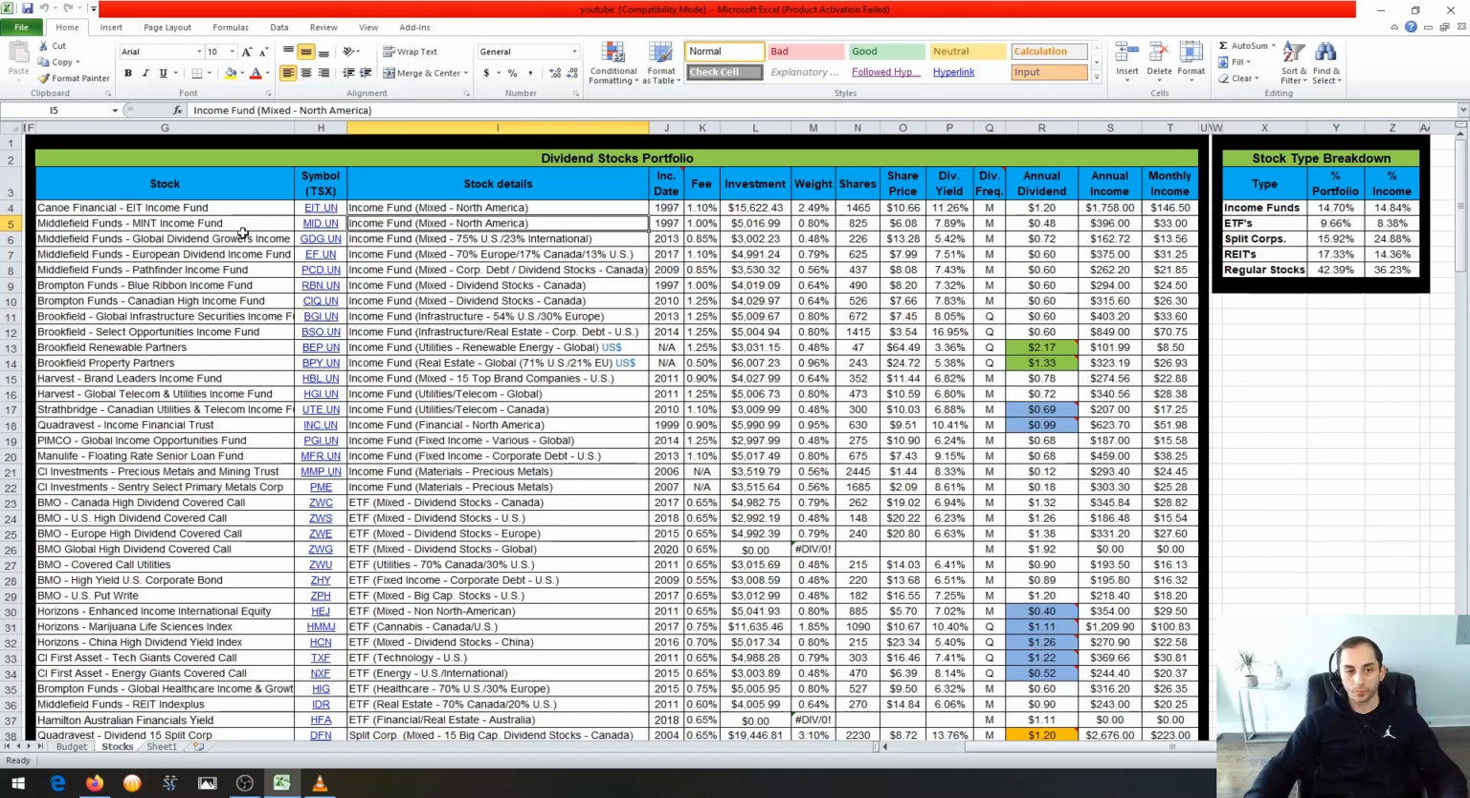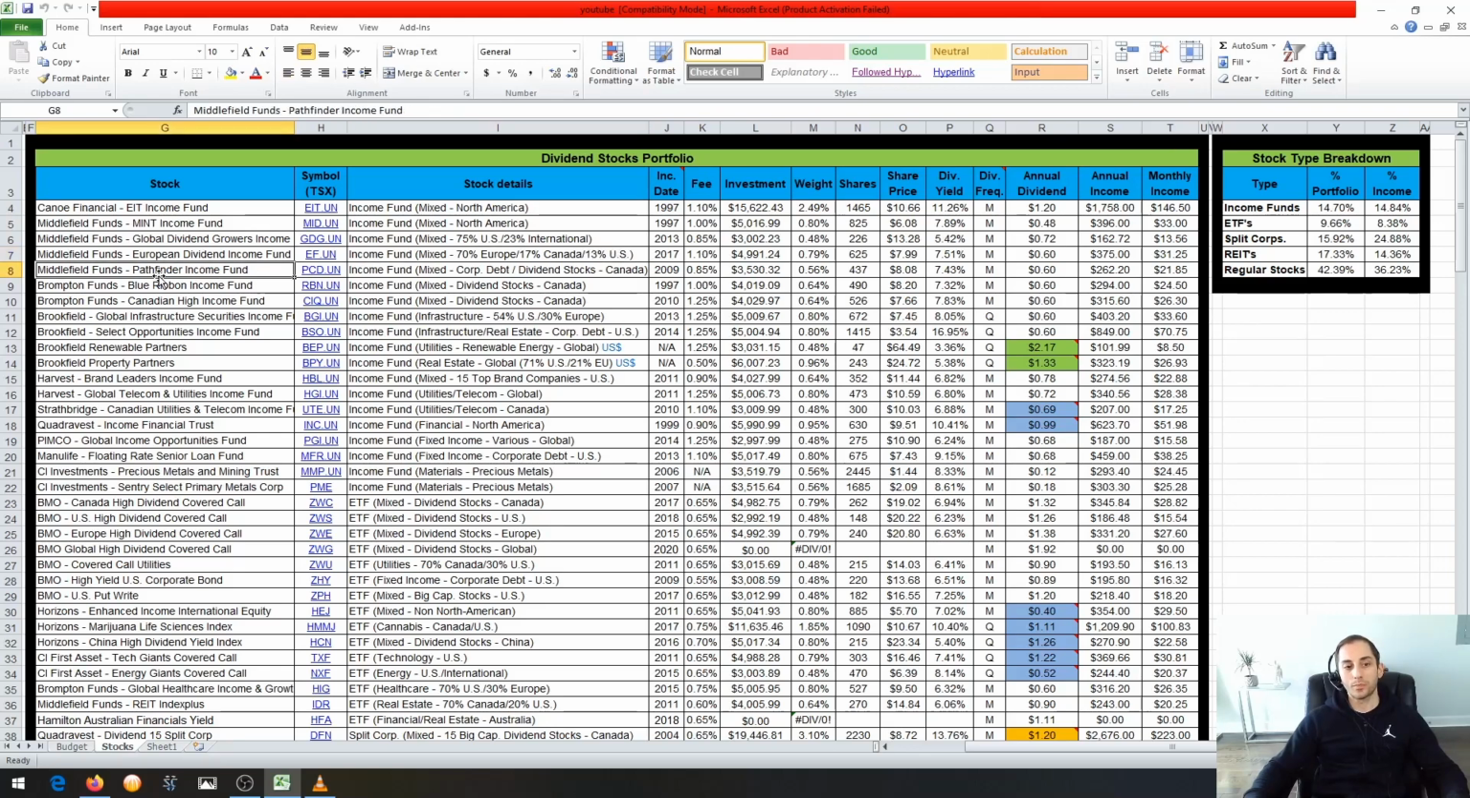So pretty good. The next one is the Global Dividend Growers Income Fund. This obviously focuses on dividend companies globally, so 75% in the US, 23% international. So some good exposure to non-Canadian dividend companies in this fund. The next one, same type of deal, is the European Dividend Income Fund. Just like the name says, it's going to be mostly European dividend companies. So you have the breakdown here: 70% Europe, 17% Canada, and 13% US.